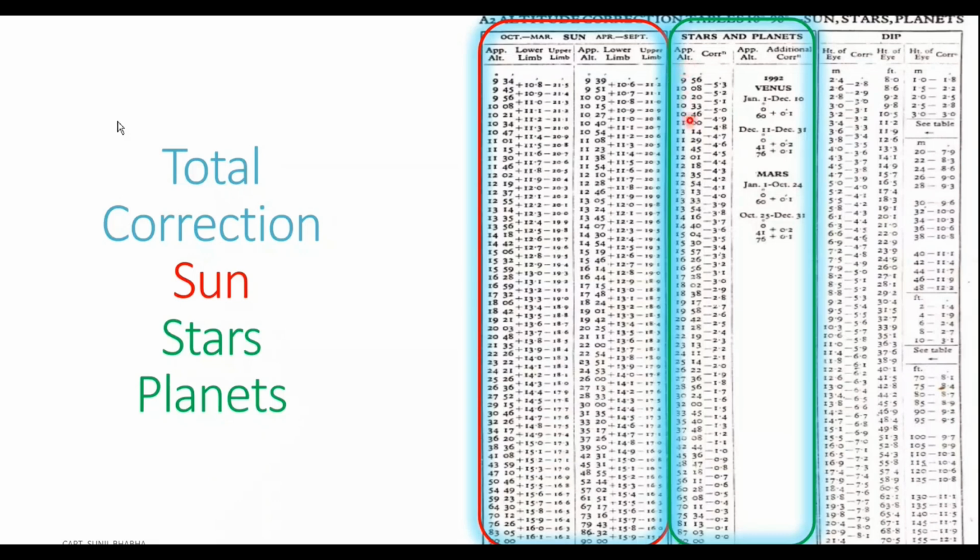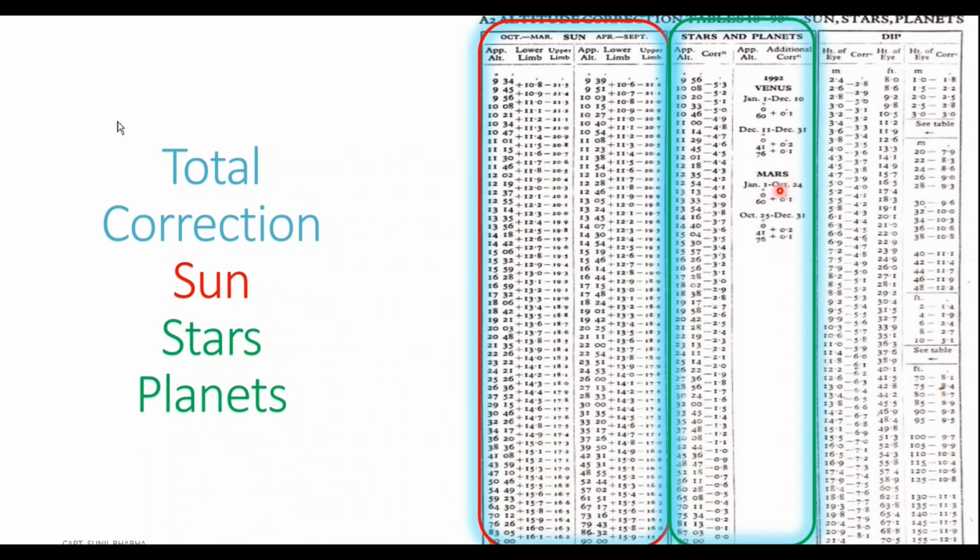So you enter with the apparent altitude, and for a range of apparent altitude, the total correction value is given here. All the total correction values are negative. So the second table gives you the total correction for stars as well as planets. Now, when you are picking up the total correction for planets, you have to be careful about 2 planets, that is Venus and Mars.